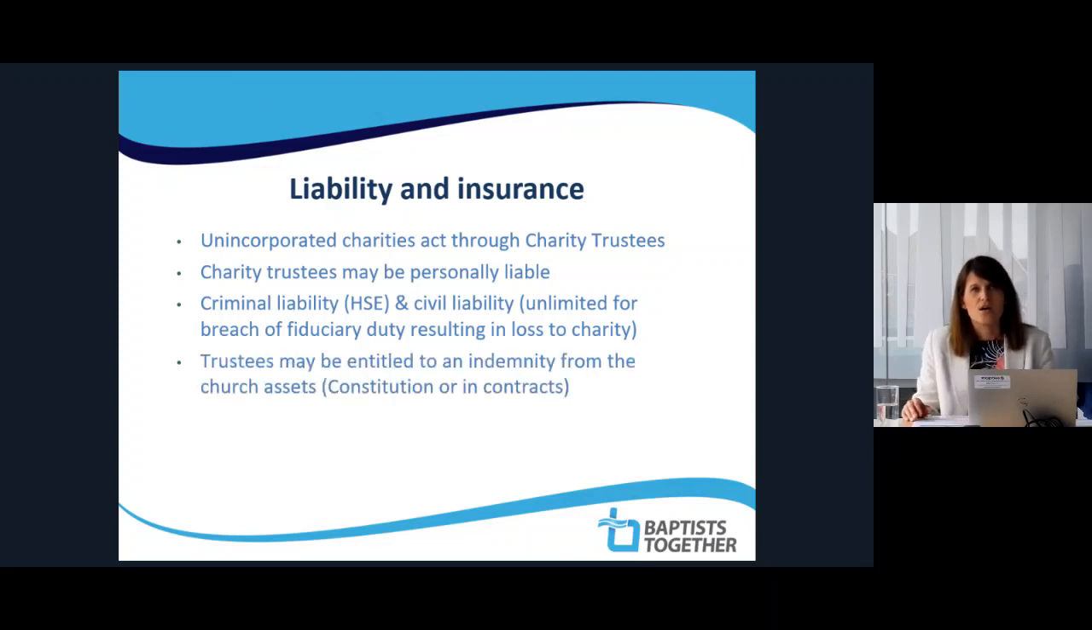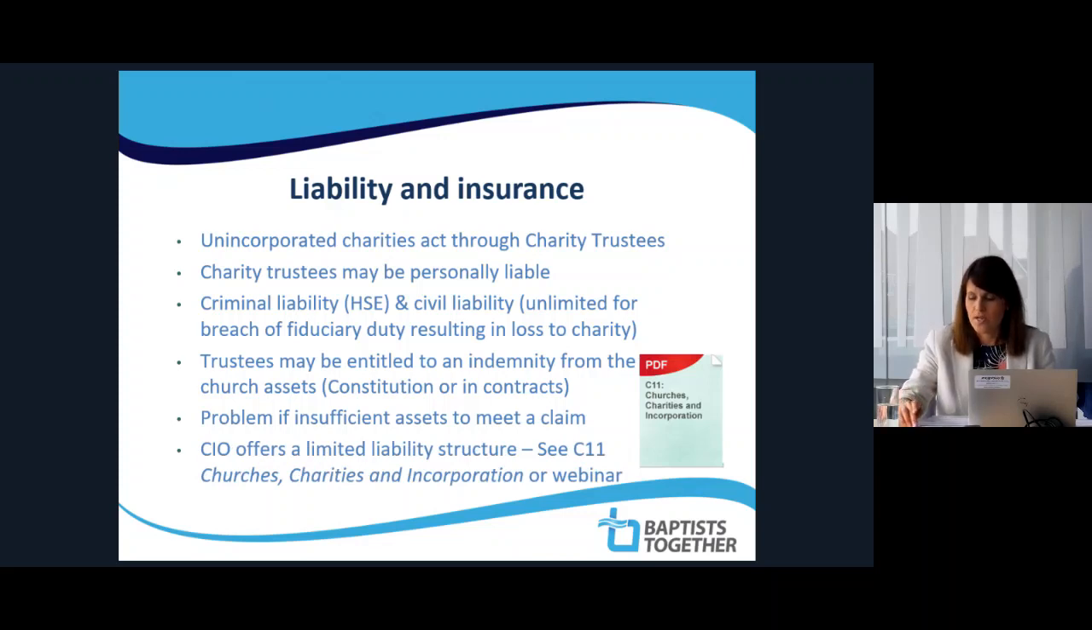But trustees are usually entitled to an indemnity from church assets, and that is often provided for in a church charity constitution or in contracts with third parties. But the problem can arise if the assets of the church are insufficient to meet a claim that might be brought against the church.